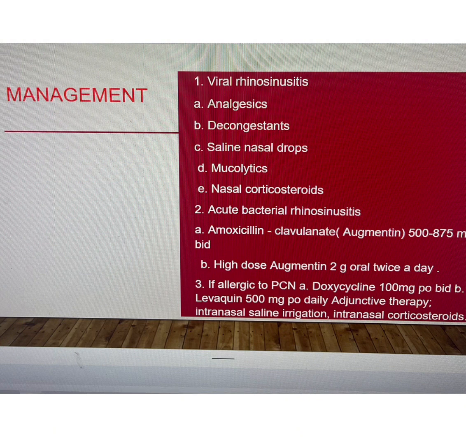Next is viral rhinosinusitis management. As we discussed, if the duration of the symptoms is less than 10 days or 2 weeks, we only do symptomatic treatment and no antibiotics necessary.